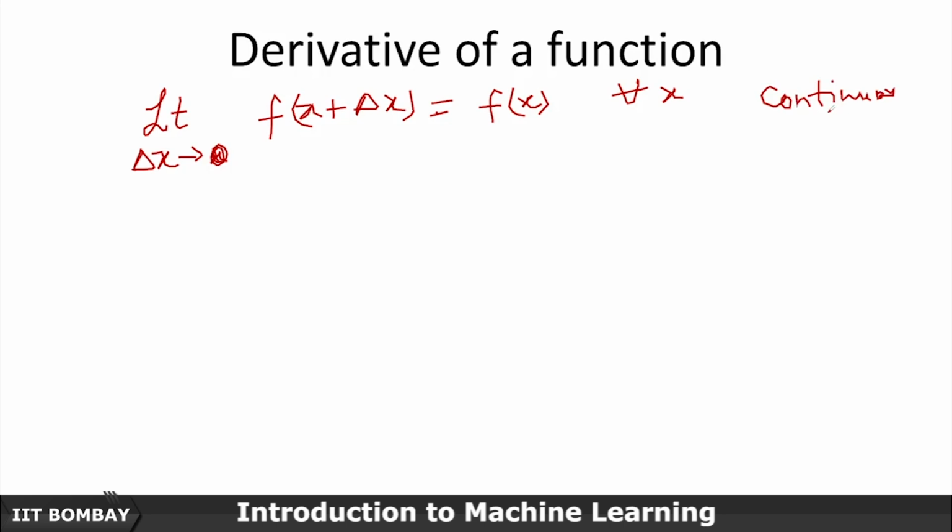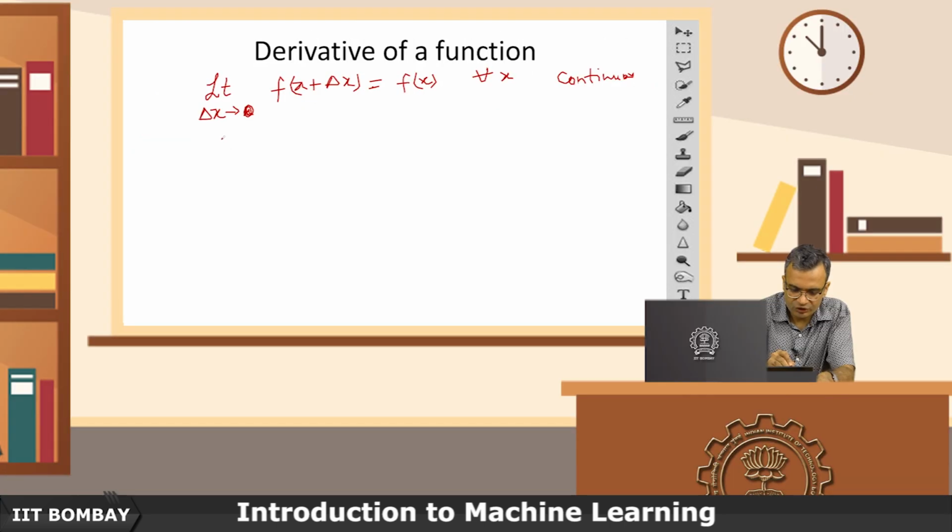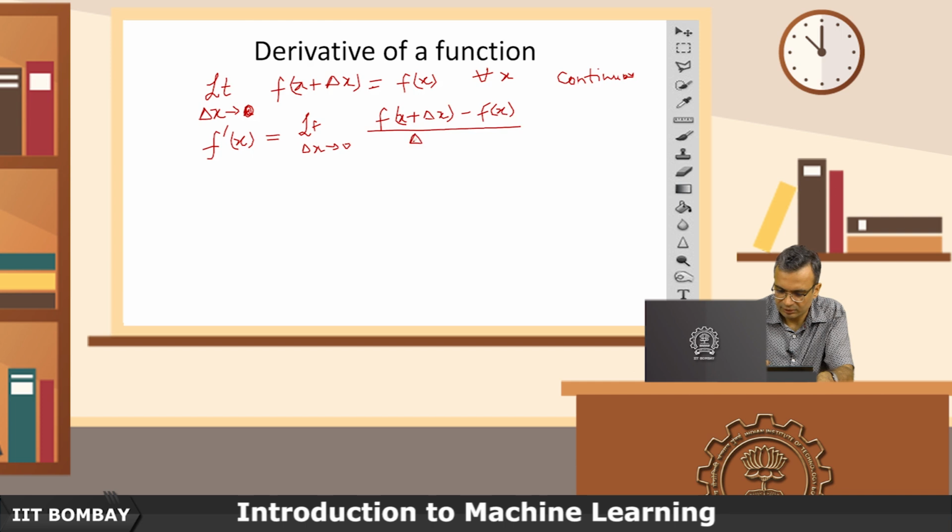Now, in terms of limits, the next thing that is defined is the derivative of the function. So, we will define it as f dash of x. This would be limit of delta x tending to 0, f of x plus delta x minus f of x, divided by delta x.